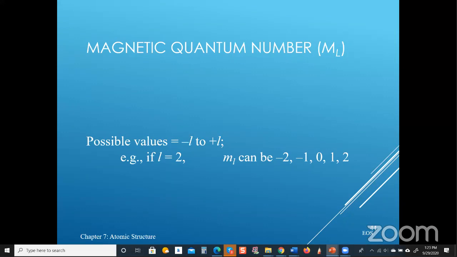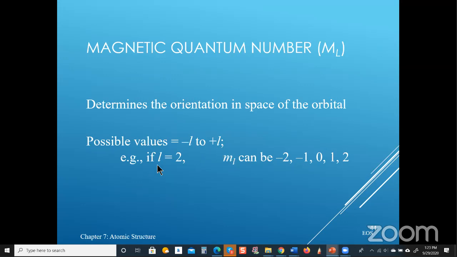Okay, but before we get to that, let's talk about the ML value, which is called the magnetic quantum number. It turns out that this value determines the orientation in space of the orbital, all right? It also turns out that the value of ML is dependent on the value of L, in that the possible values of ML will go from minus L and all integers to plus L.